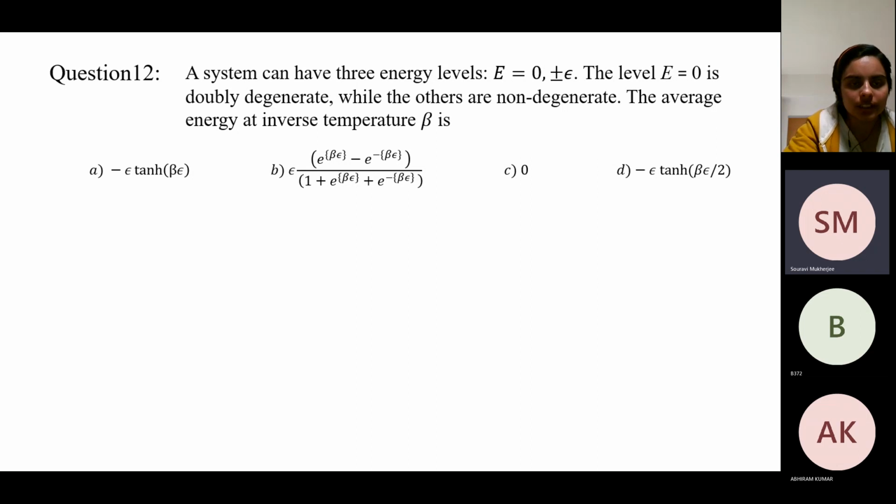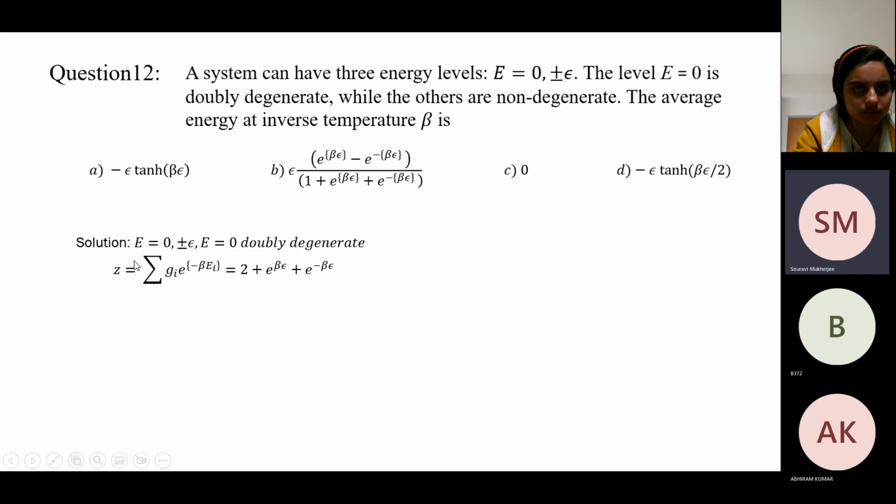Okay. So here, this is how you get the partition function, right? What you have considered is this g_i is your degeneracy factor. So when you consider two states for energy equal to 0, you get 2 into e to the power 0, plus these non-degenerate ones, e to the power beta epsilon plus e to the power minus beta epsilon. So this is your expression for the partition function.